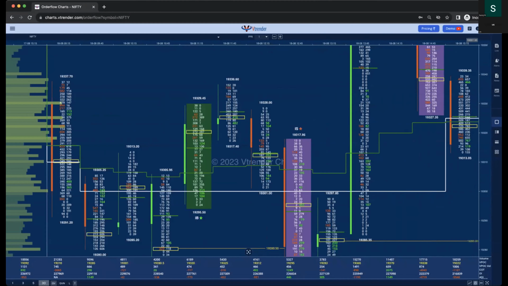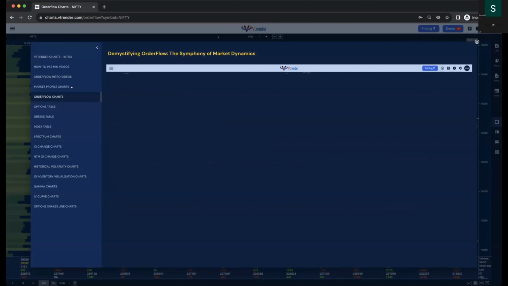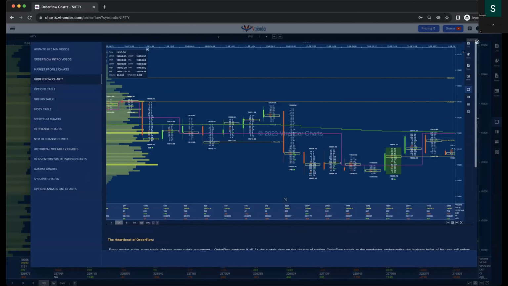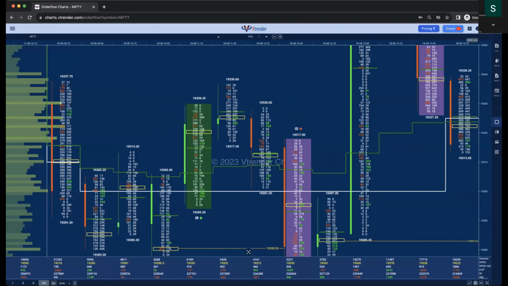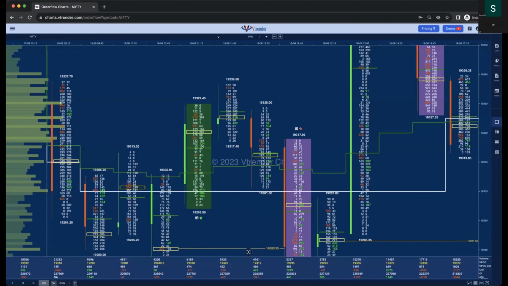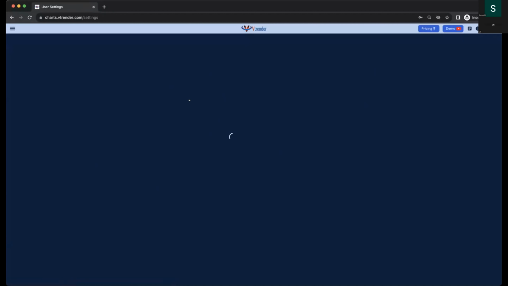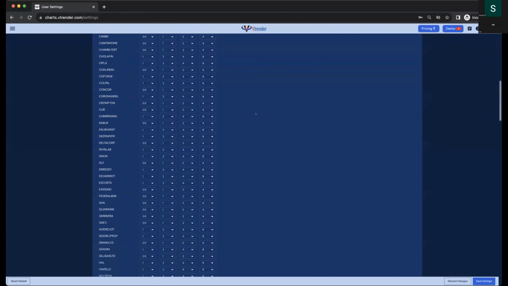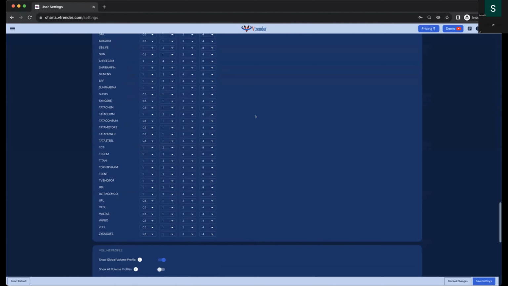Let me quickly also show you the settings. Just to show you, this user manual would be different. On an order flow page, you would see the order flow user manual, and then you can also see order flow specific demo videos. So just keep visiting them if you are a new person, and keep us posted if there is any query.